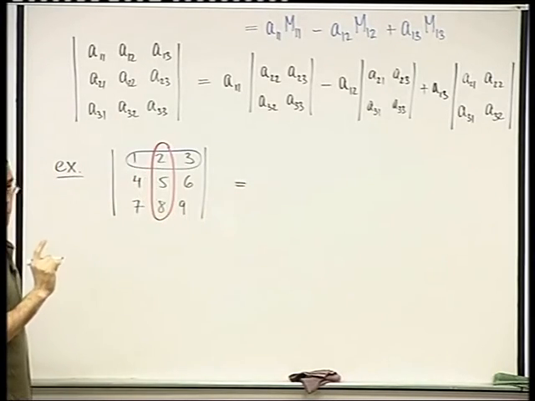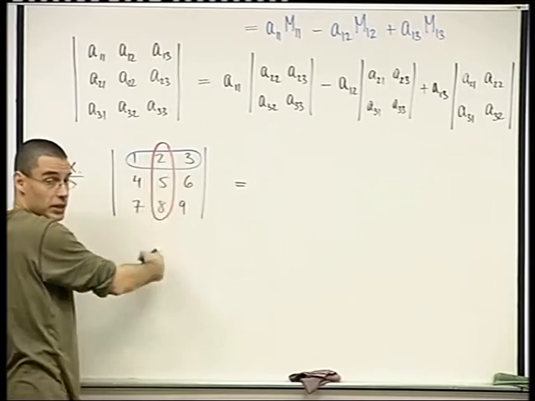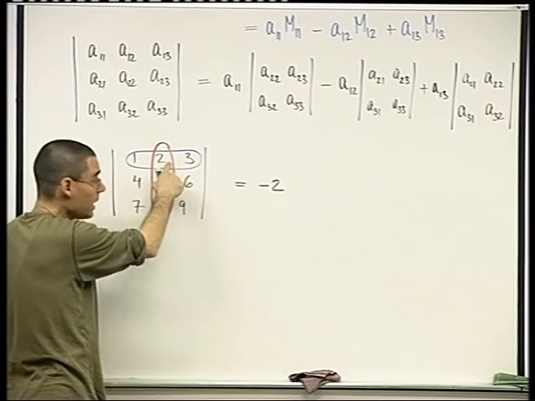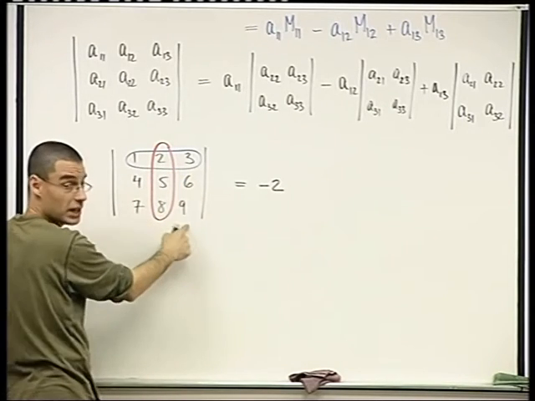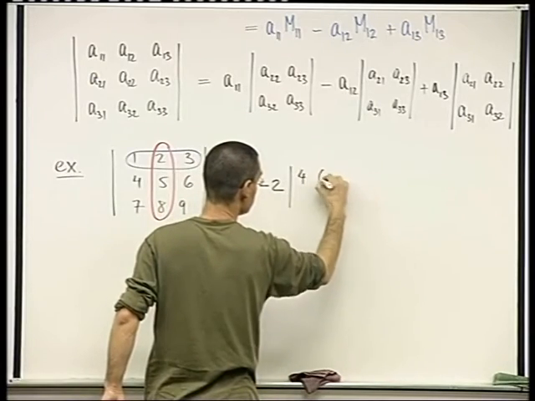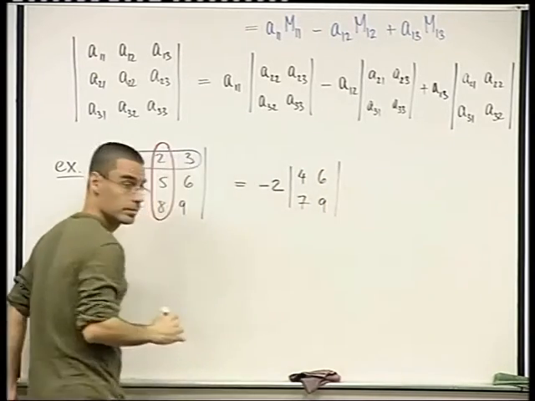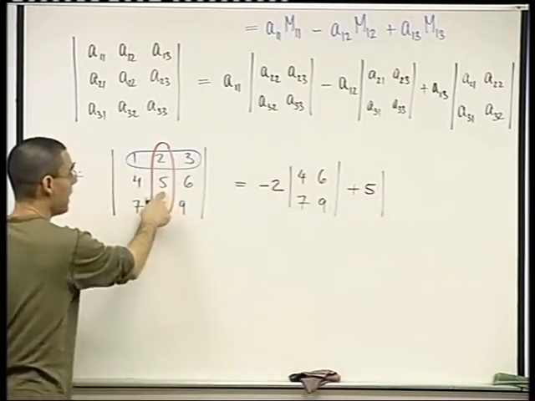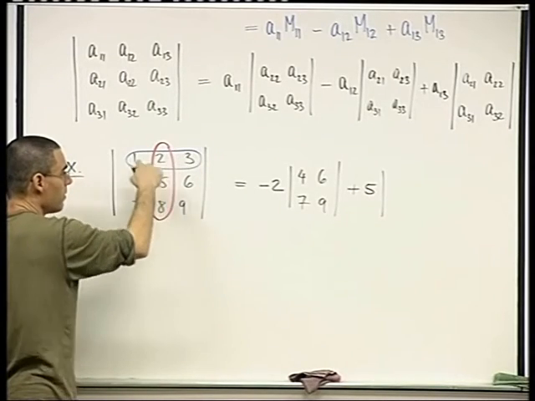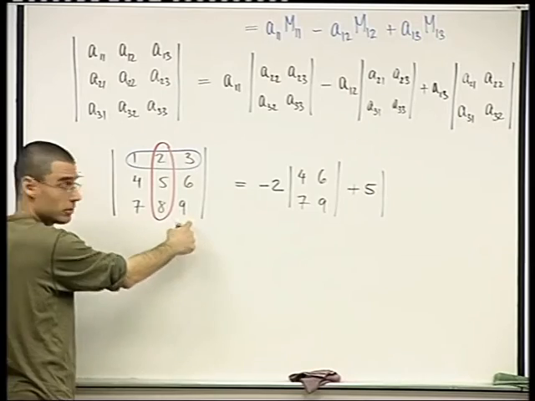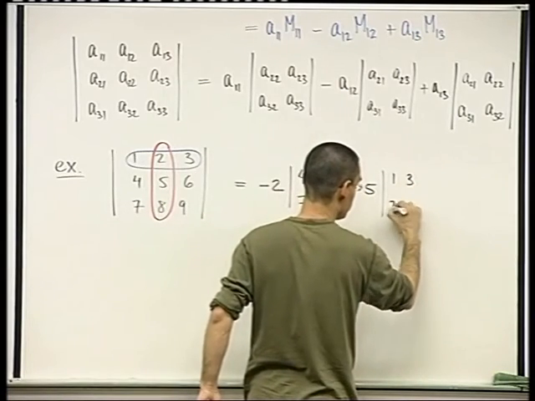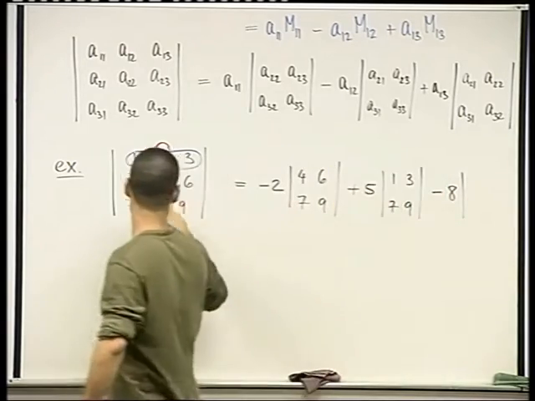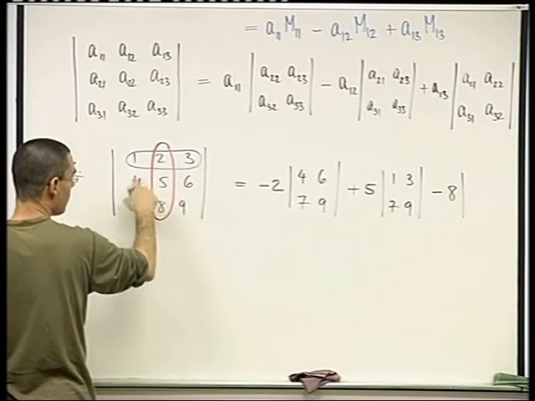What sign do we have to start with? Minus, because it's an even column. So we start with minus 2 times its minor. Its minor is 4, 6, 7, 9. Do you agree? Plus 5 times its minor. Cross out this row and this column. The minor is 1, 3, 7, 9. Right? Everybody with me? Yeah. Minus 8 times, cross out the row and the column, 1, 4, 3, 6.